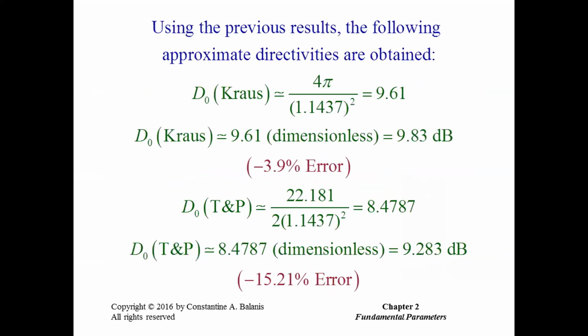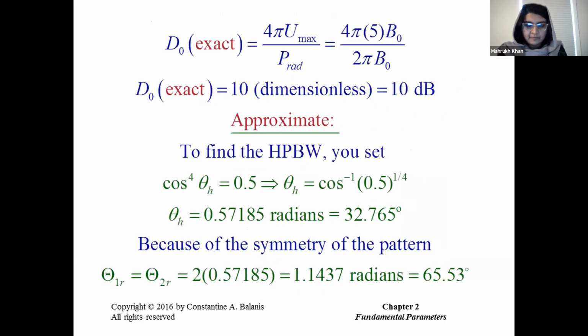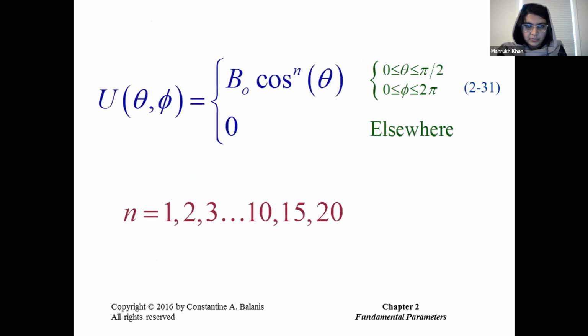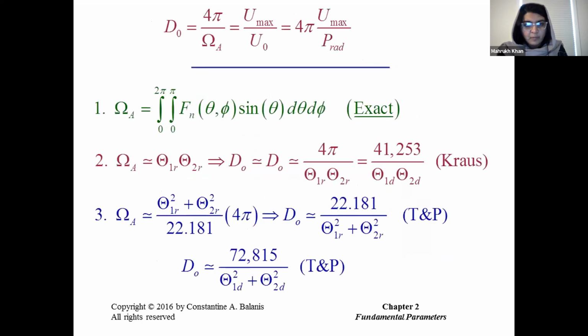Okay, so in this way, we have defined two types of approximation here. Another thing I want to describe is that there are three equations now, right? The first equation is the exact equation for the beam solid angle. The second equation is the Kraus equation, and the third equation is the Tai and Pereira equation, right? So these are the three types of approximations we have. Now we will compare them, but we can also see another thing.